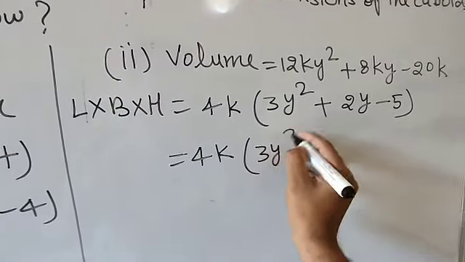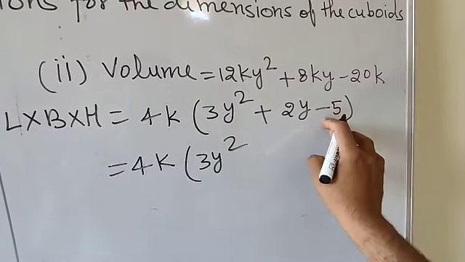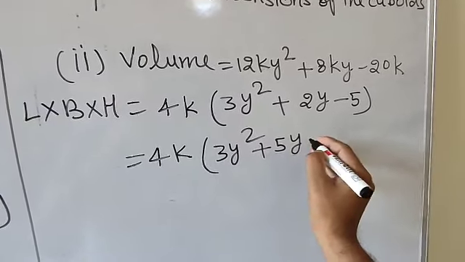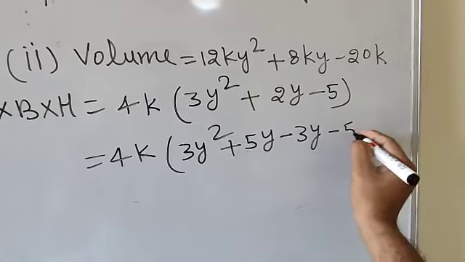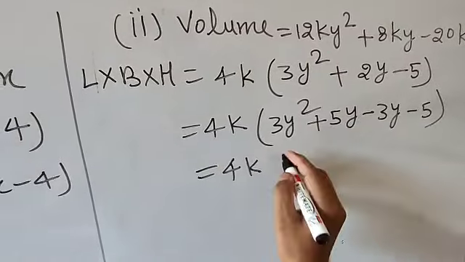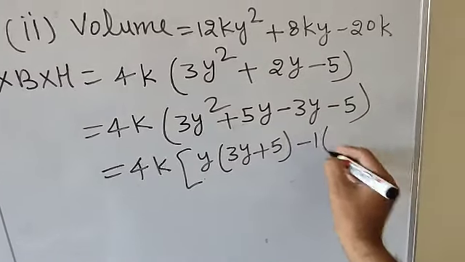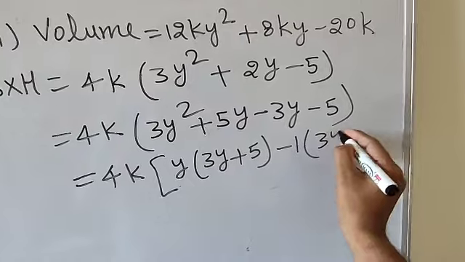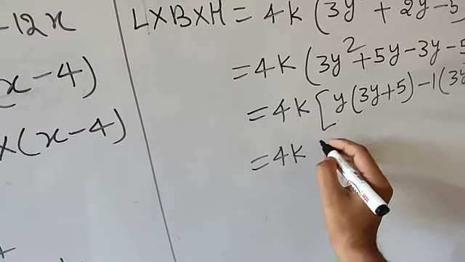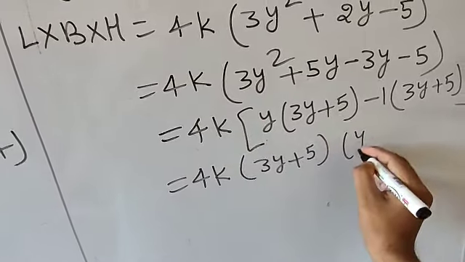So 3y square, and you need to break it into two parts where the multiplication should be 3 into minus 5, that is minus 15, and the addition should be plus 2. So the numbers are 5 and minus 3. So 5y minus 3y minus 5. So it can be written as 4k, and here y can be taken as common, so in one bracket you will get 3y plus 5, and from the rest minus 1 can be taken as common, so it will be 3y plus 5. Now it can be written as 4k, in one bracket 3y plus 5, in the second bracket y minus 1.